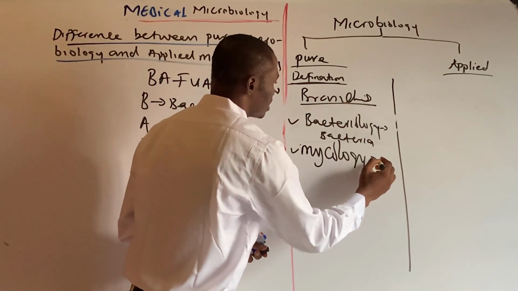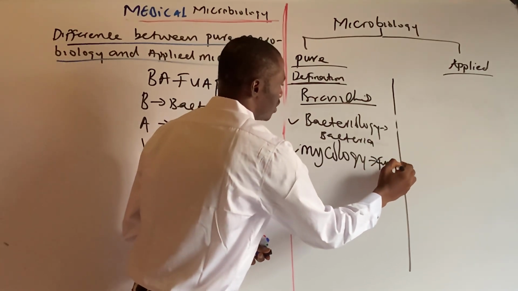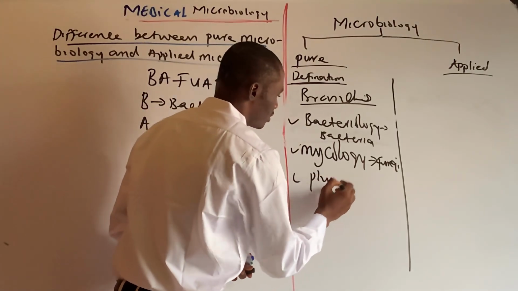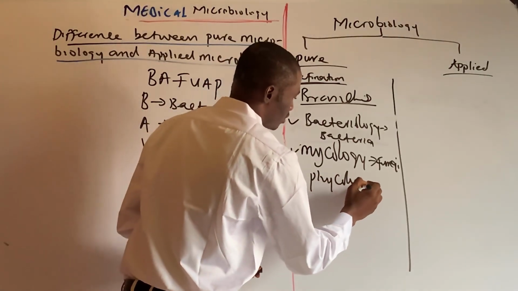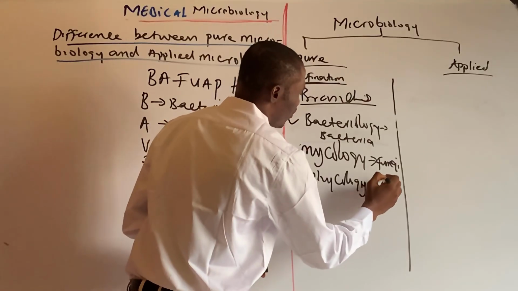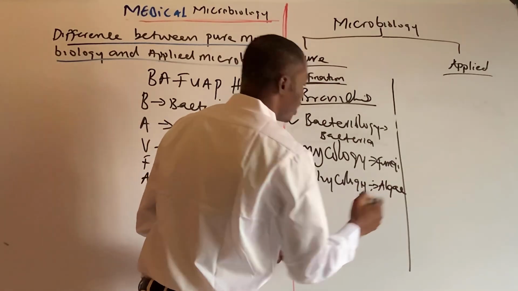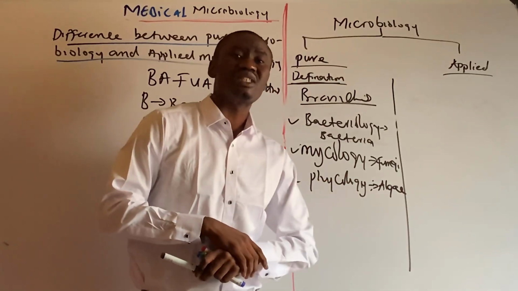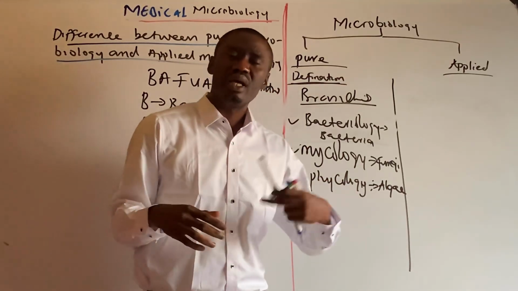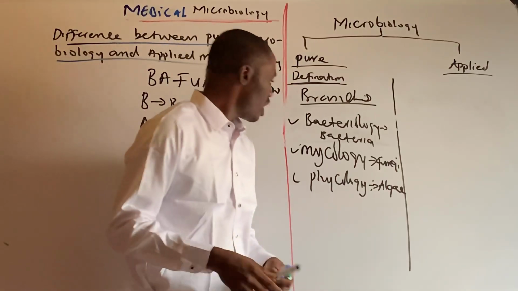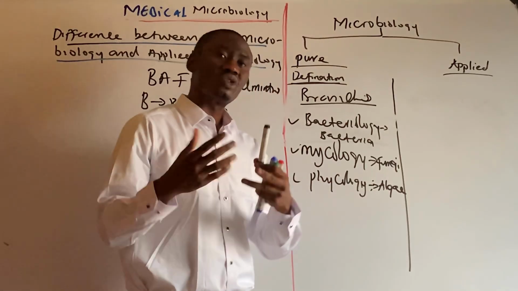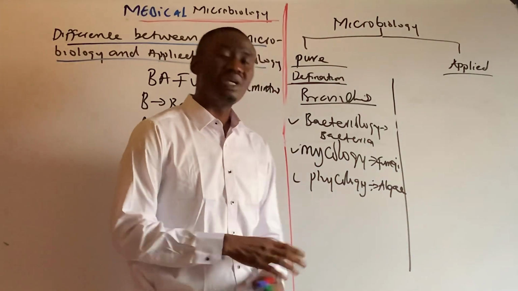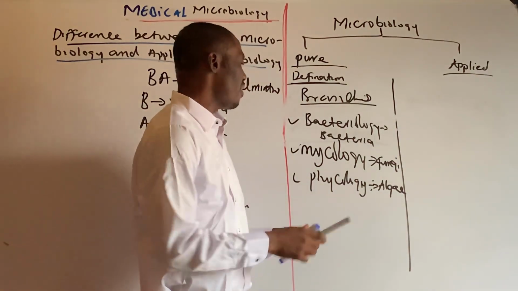This guy is the study of fungi. Over here, we have phycology. This guy is the study of algae. All right. Now, what do we do when we study fungi? We're studying different aspects of fungi, the molds, the yeast, and the mushroom. Now, we have algae. Algae may be multicellular or unicellular. They are photosynthetic organisms, and then we'll be looking at those in phycology.